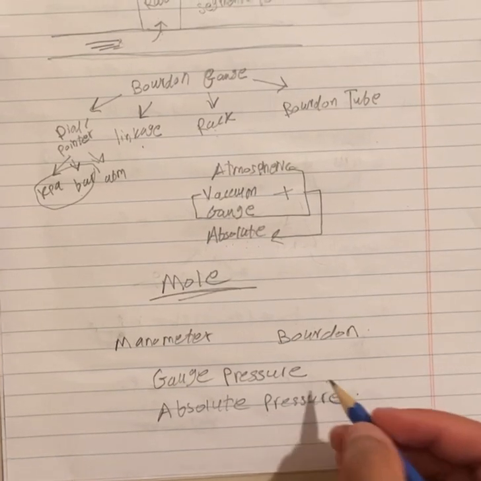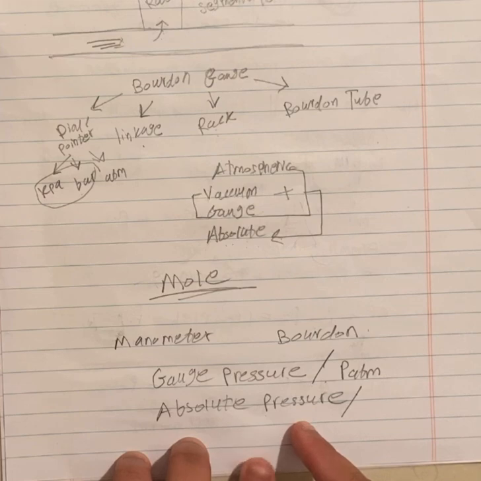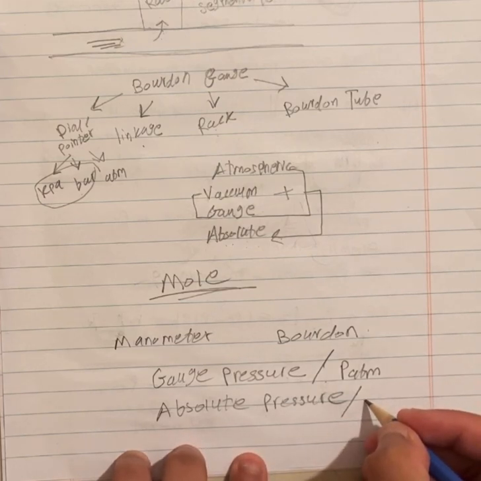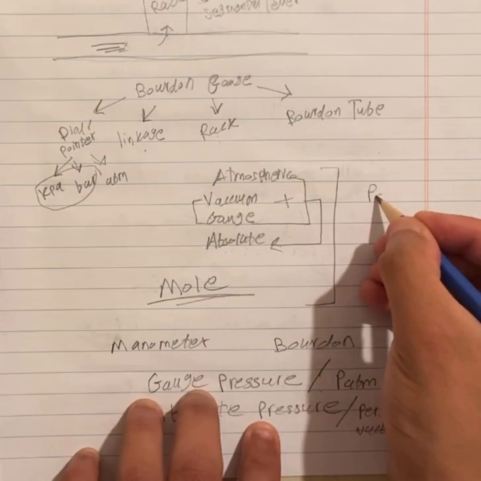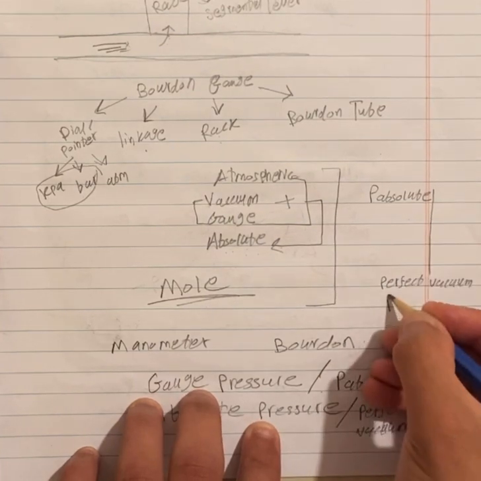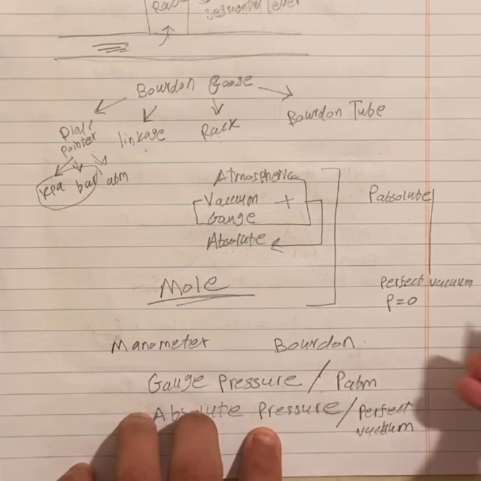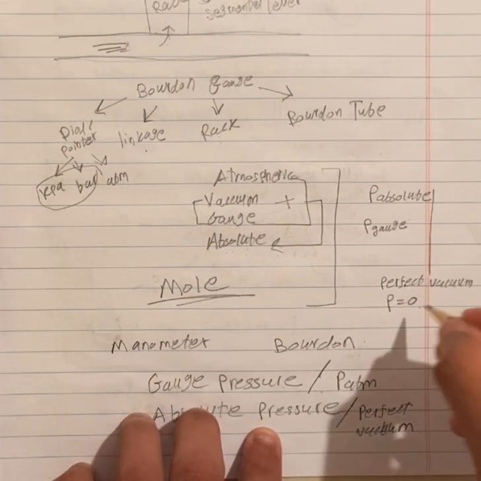Gauge pressure is measured relative to atmospheric pressure, while absolute pressure is measured relative to perfect vacuum. Say this is the absolute pressure. It is relative to perfect vacuum, P equal to 0, right? The gauge pressure is relative to atmospheric pressure, which we know is greater than 0.